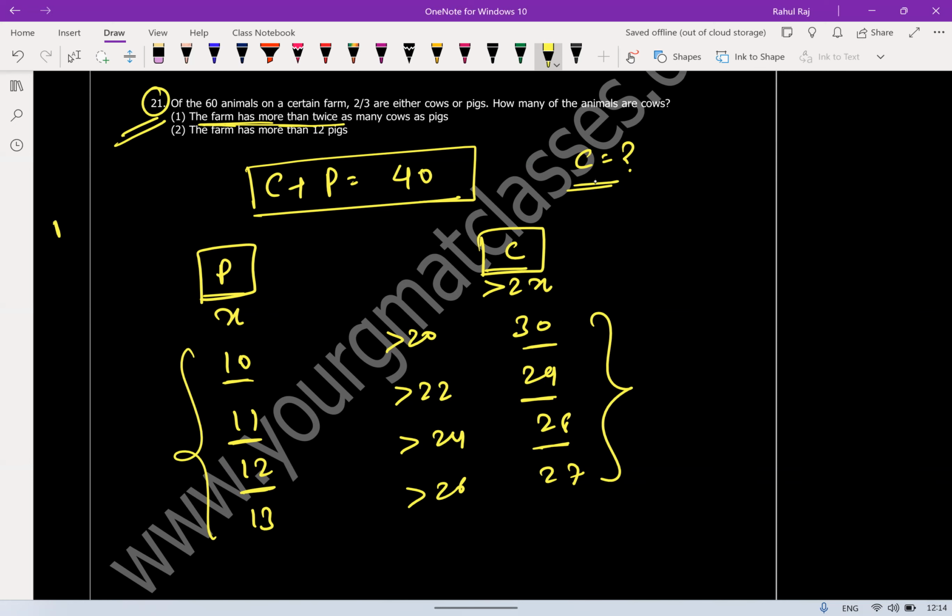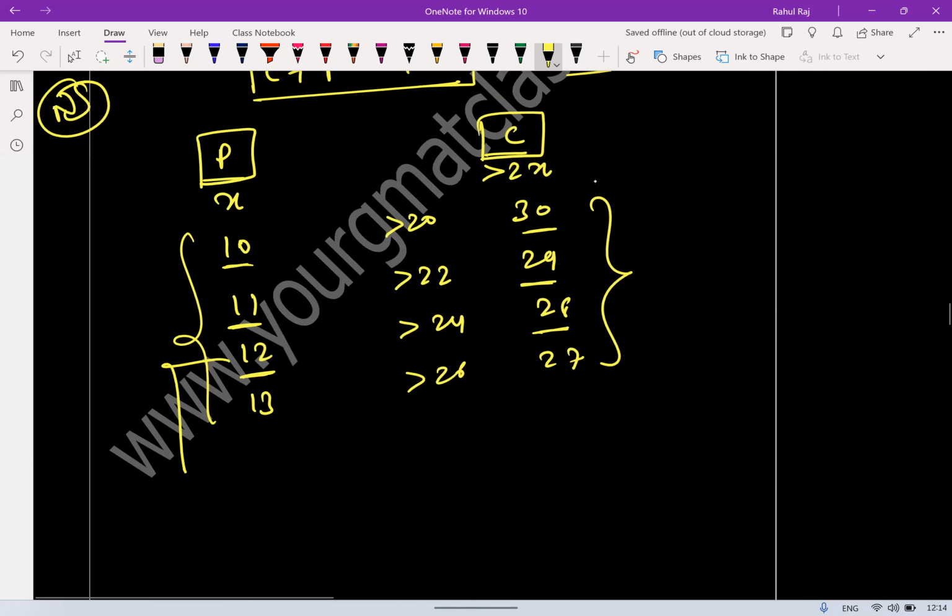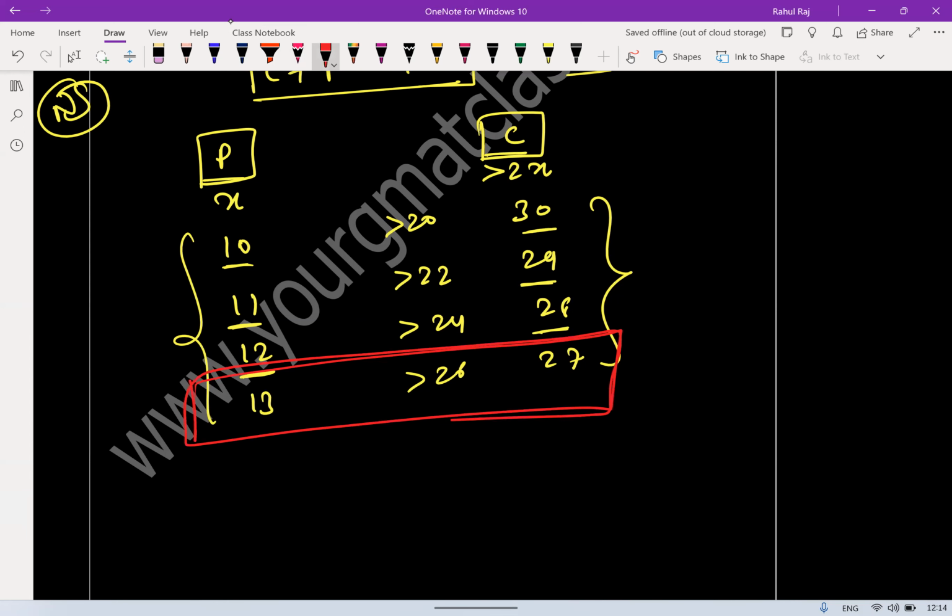So not sufficient. Statement number 2 says what? Farm has more than 12 pigs. So the farm has more than 12 pigs means it can have 12, 13, 14, 15. I don't know. And depending on the number of pigs, cows will keep varying. But when you combine these statements, don't you feel this is the only thing which comes into picture?